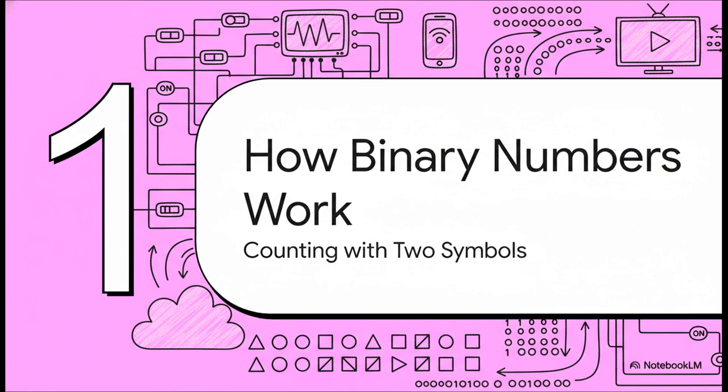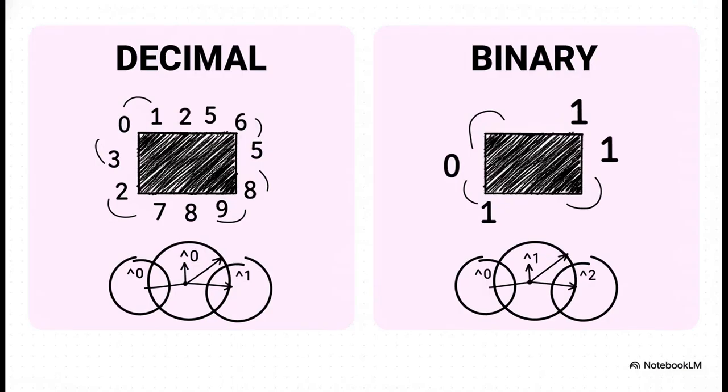All right, so how in the world do we get from a simple on-off switch to streaming a 4K movie on your TV? Well, it all starts with something pretty basic, learning how to count using just those two symbols. To get our heads around this, let's start with what we already know: our everyday counting system, which is called decimal, or base 10. We use 10 digits, 0 through 9.